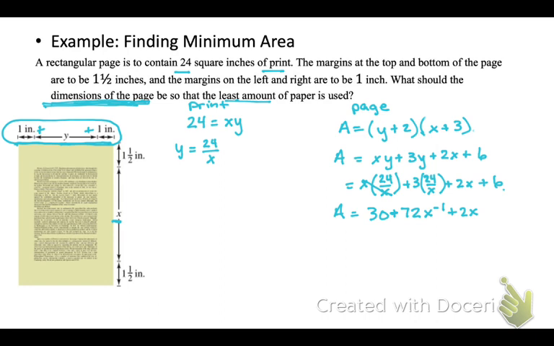So are we all ready to find dA/dx? So, on the 72, that negative 1 is coming from the x moving up? Yes. Okay, so I can find the derivative without having to do the quotient rule. Because it's just x, there's no need to use the quotient rule, right? Yeah. So the derivative of 30 is 0. And then I've got negative 72 over x squared plus 2.